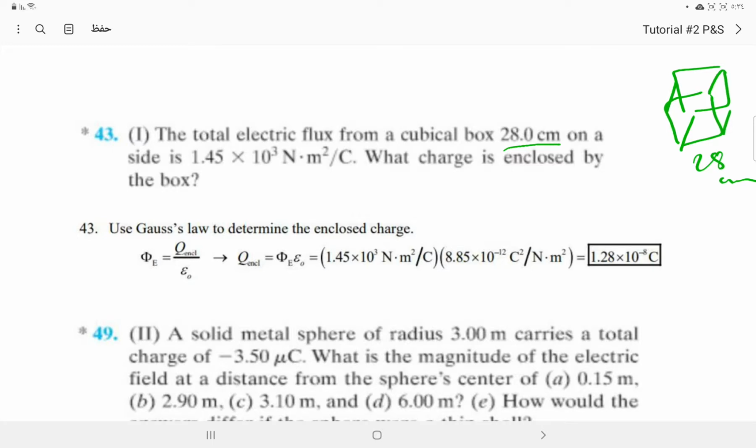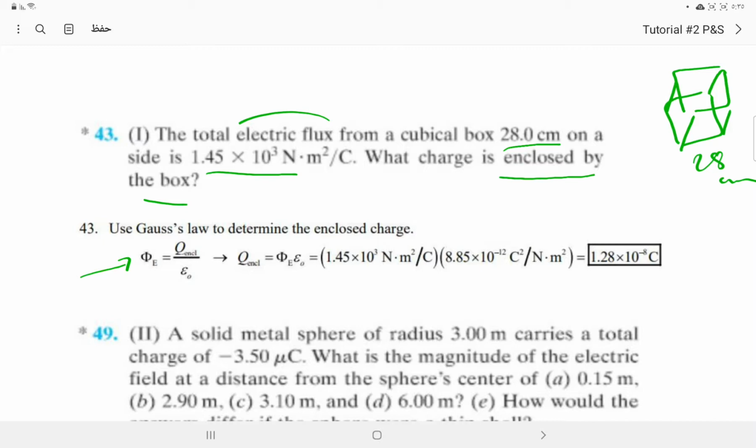The total electric flux on a side, a side means on one face of it, is just 1.45 times 10 to the power 3 newton meter squared per coulomb. What charge is enclosed by the box? So they are looking for the Q enclosed inside the box. To find that, you know the story. Now we have been given not the electric field, but the electric flux. Don't forget this.